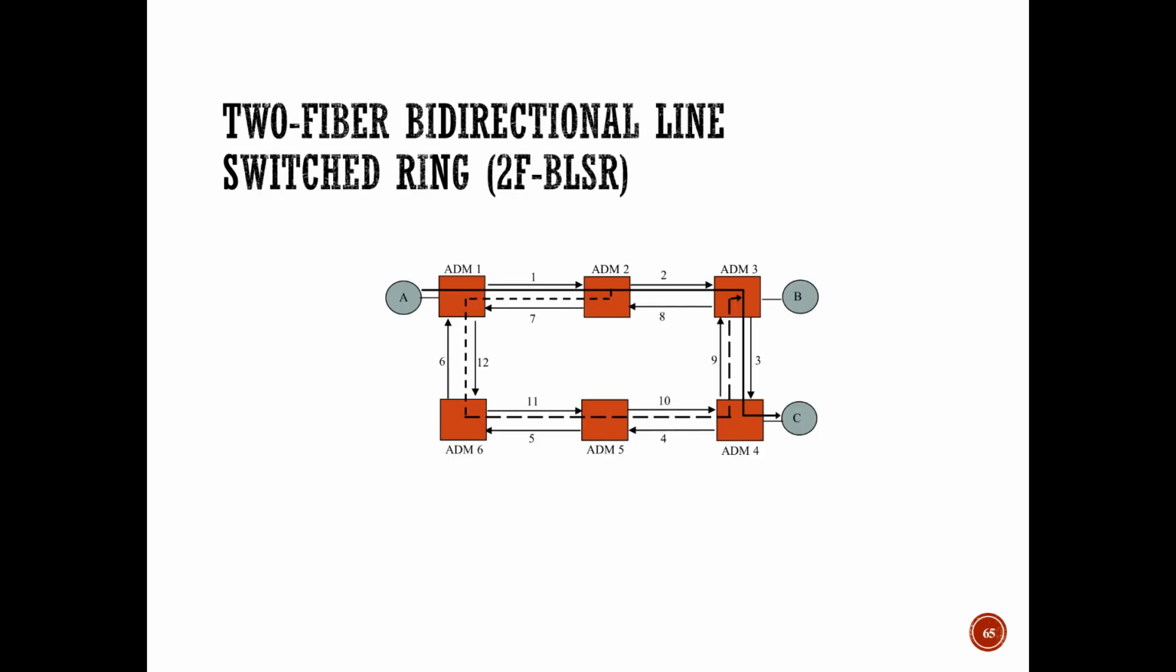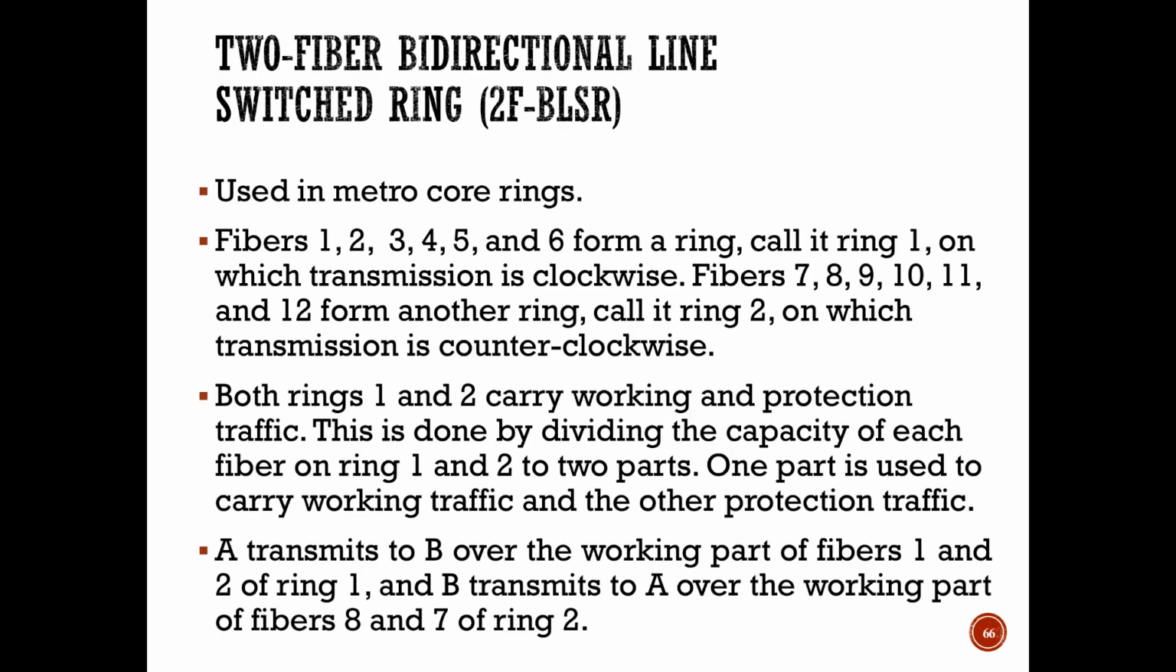2-fiber bidirectional line switched ring, 2FBLSR. Used in metro core rings. Fibers 1, 2, 3, 4, 5, and 6 form a ring, call it ring 1, on which transmission is clockwise. Fibers 7, 8, 9, 10, 11, and 12 form another ring, call it ring 2, on which transmission is counterclockwise. Both rings 1 and 2 carry working and protection traffic.